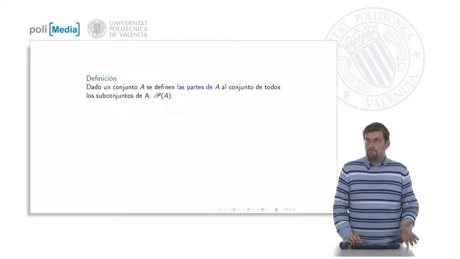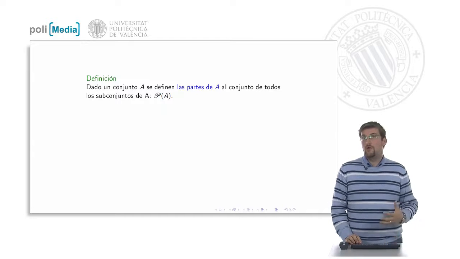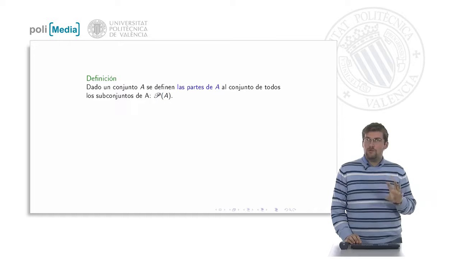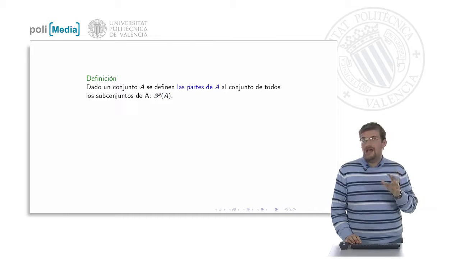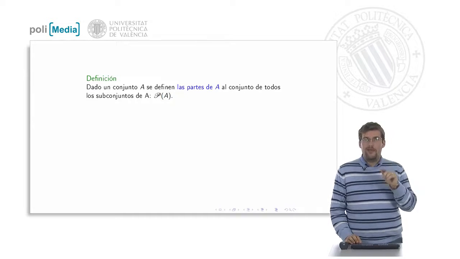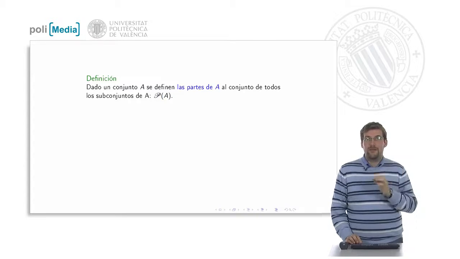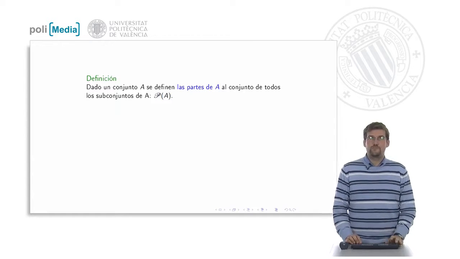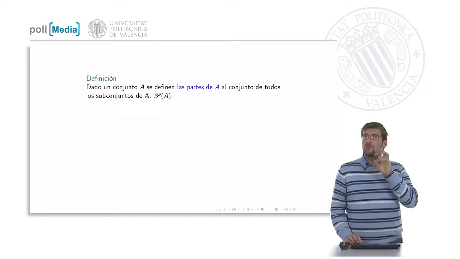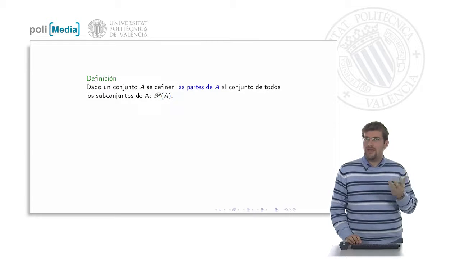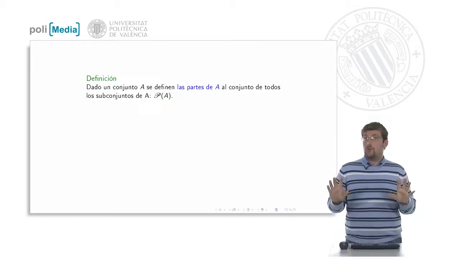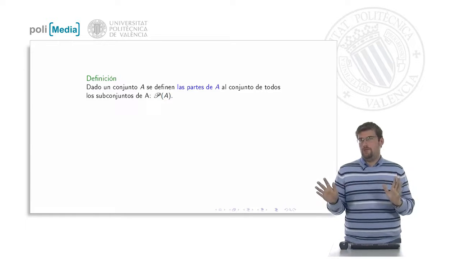Well, what's the definition of the power set? For a given set A, we define the set of parts of A, which is denoted by this symbol P, written in cursive. I'll refer to it as an English P of A. This symbol is used to represent the parts of A. What will the subsets of A be? They will form a new set, where its elements will be the subsets of A.